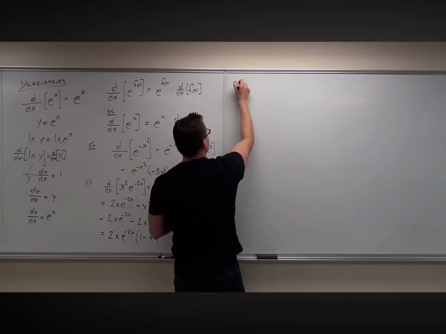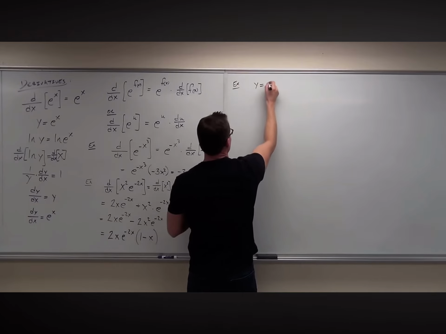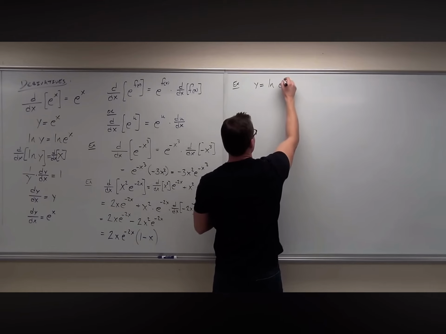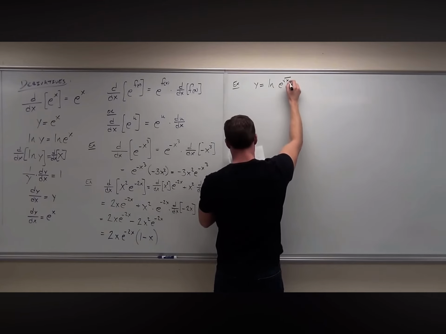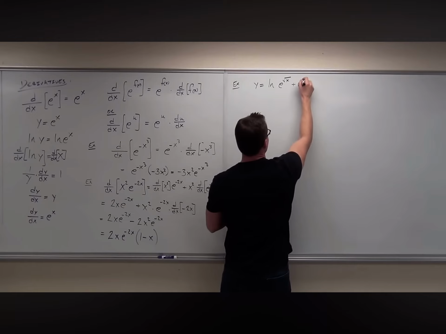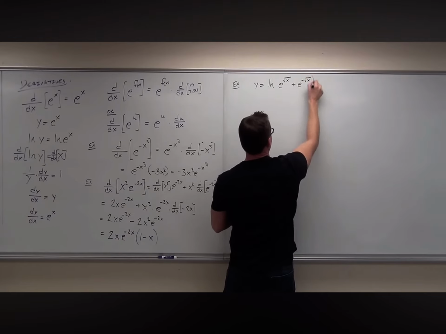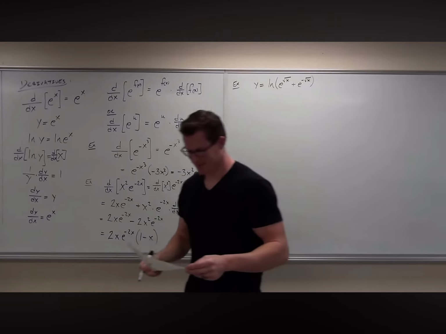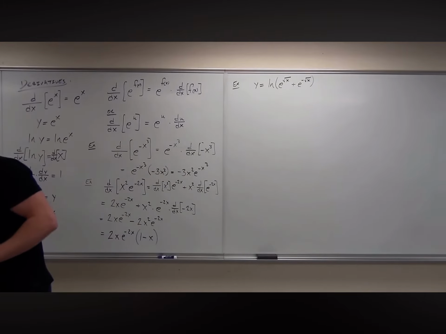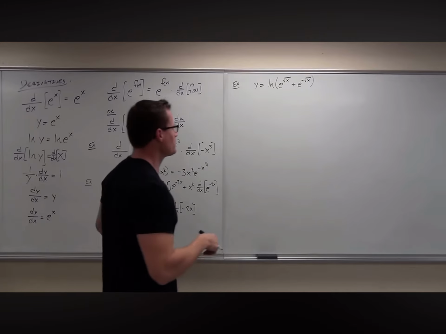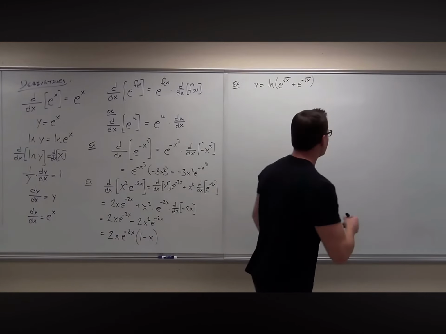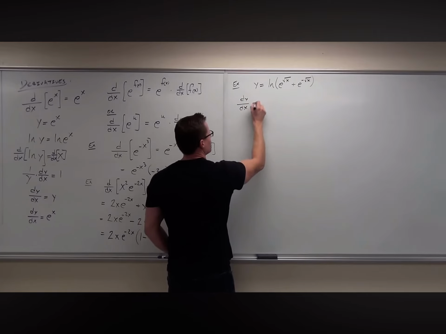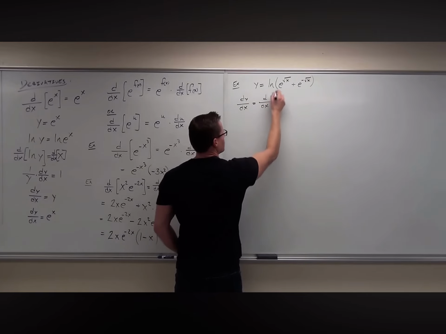So I would like to take the derivative of y equals ln of e to the square root of x plus e to the negative square root of x. And you're going, what? Seriously? Yeah, let's do it. So I want to do the derivative of this nasty thing.